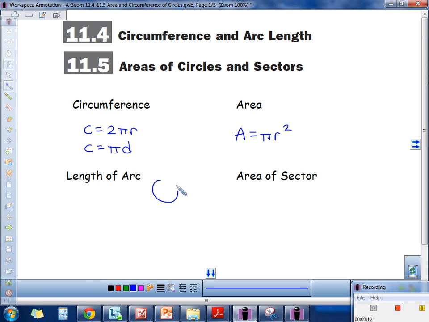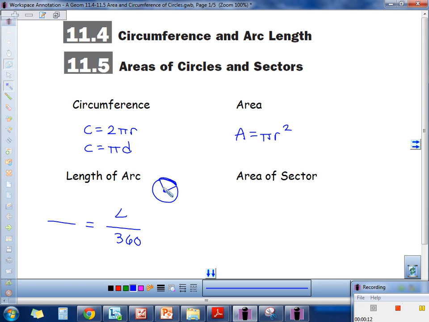When you're finding length of arc, it's going to a central angle. So you're going to be using a central angle. That means you will have an angle that goes to the center. And that length of arc is going to be that distance around the edge of the circle. That's what we're going to be trying to find. Its formula is in the form of a proportion. So it deals with the angle out of 360.